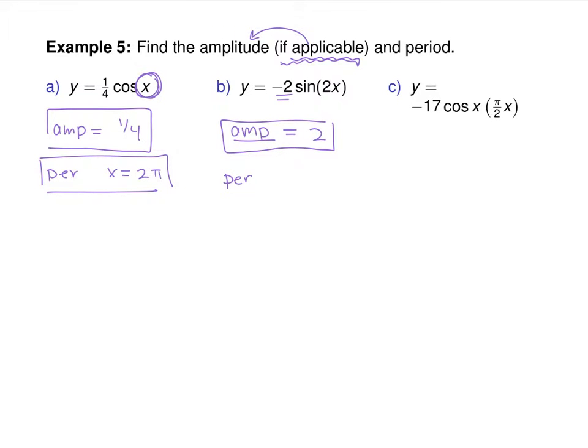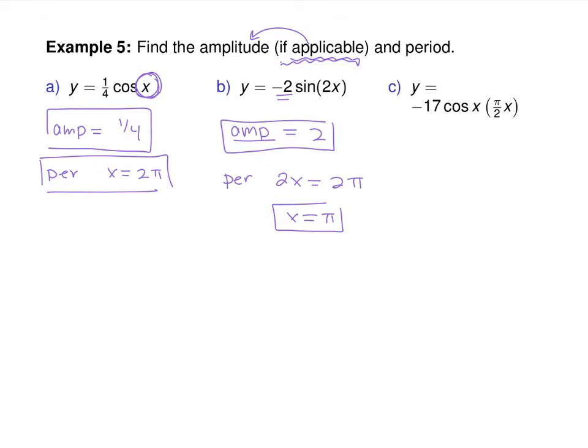To find the period, you say, okay, when is 2x equal to 2 pi? Because when that happens, I'll have made it through one cycle. Can you solve that for x? Yes, what will it be? Pi. So it will take pi to go through one cycle.